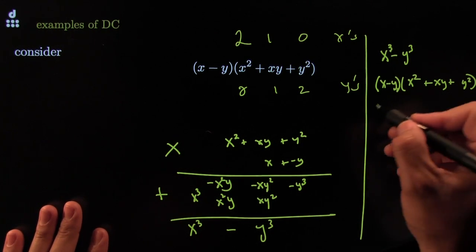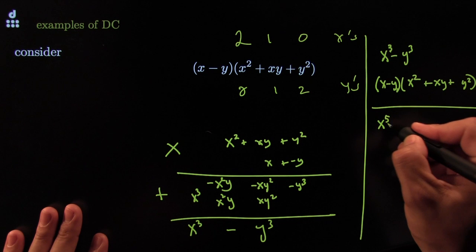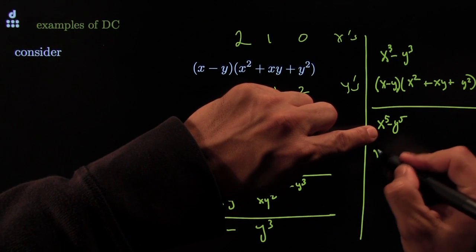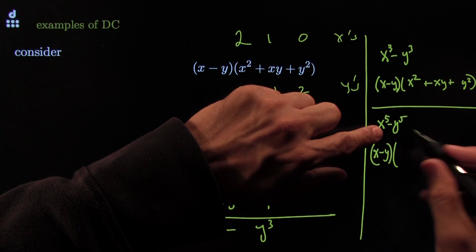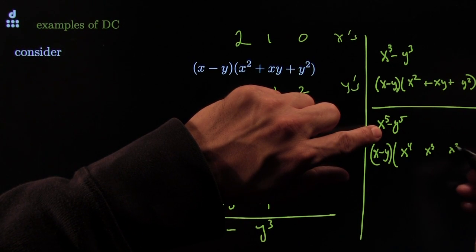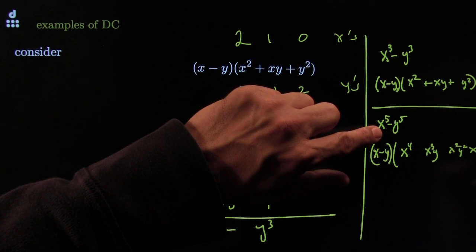Not only that, but you could extend this to a difference of anything. If I had x to the 5 minus y to the 5, you could play the same game. This would be x minus y, and then the number of x's decrease, starting with 4, 3, 2, 1, and no x's, and the number of y's would increase. No y's, 1 y, 2 y's, 3 y's, 4 y's.